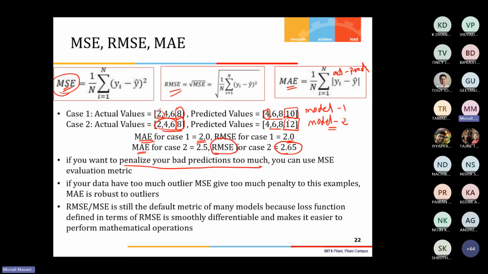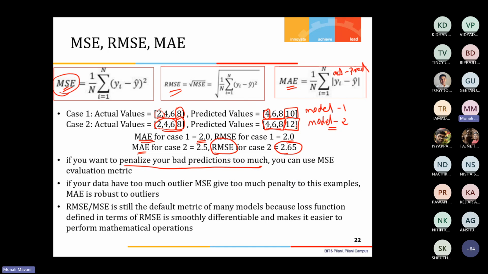So this is a bad prediction, 10 and 12. 12 is much worse than the rest of the data points. The rest of the data points were deviating by a small number from the actual one. The last data point was deviating more from the actual data point. So that's a bad prediction, and your mean square error will penalize the bad prediction more.